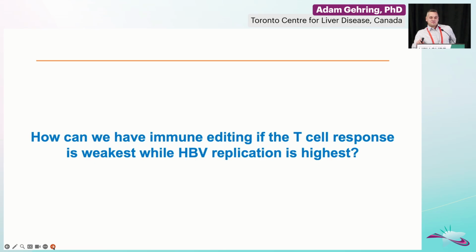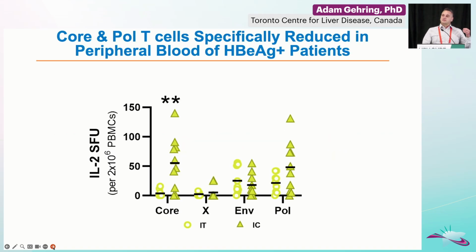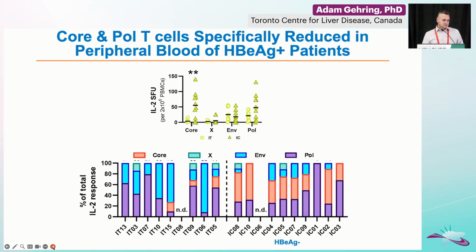So yes, this really poses the question then, how can we have this concept of immune editing within the liver if we see the T-cell response is weakest in the patients where the viral replication is the highest? And so coming back to this, if you take a closer look, and this is our data, but it's combining some of the other studies as well, the T-cells that are specifically reduced in the periphery are those recognizing the infected hepatocytes, the core-specific T-cells and the polymerase-specific T-cells.